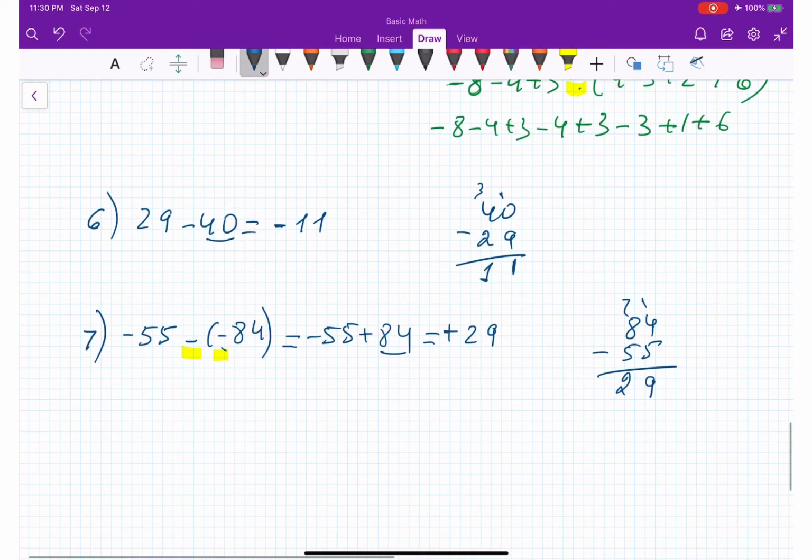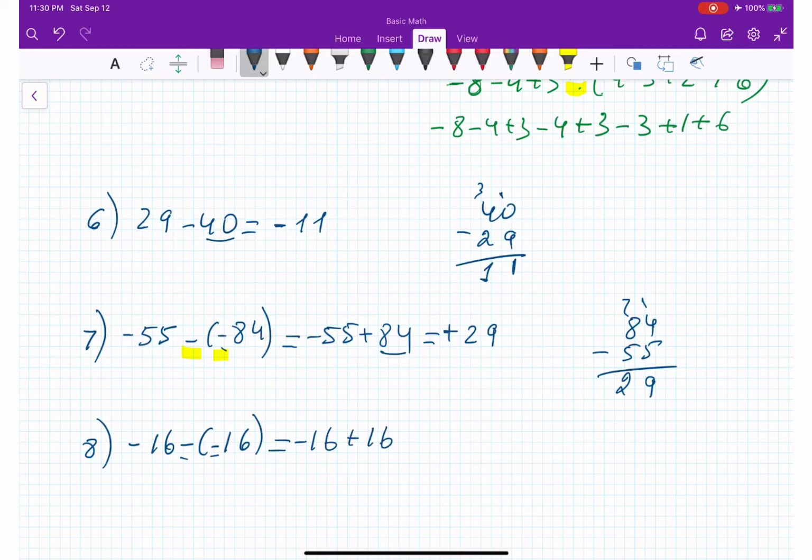Next, number 8. Negative 16 minus negative 16. What's happening? Negative 16, since negative here also, negative becomes positive, which is going to be 0.